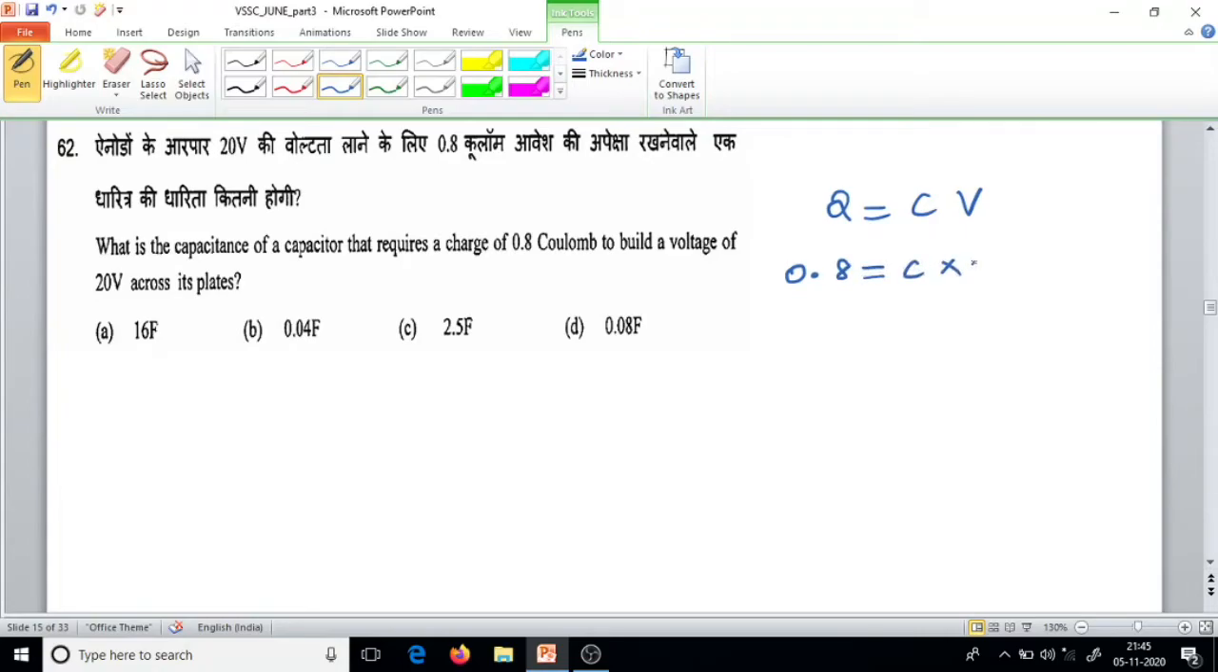Q equal to CV. Correct? Now C equal to 0.8 divided by 20, which comes to 0.04 farad. It is there in the options. So the answer is option B, 0.04.